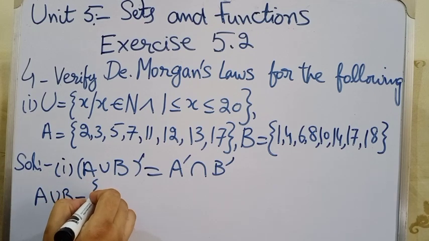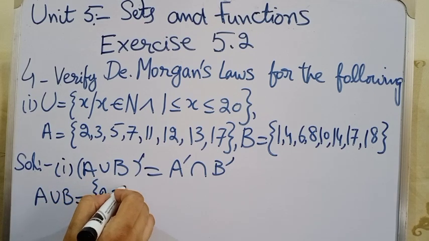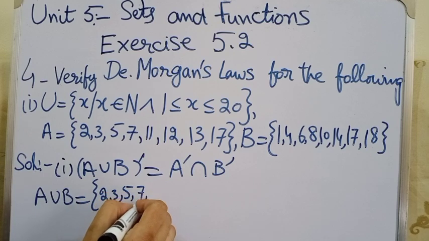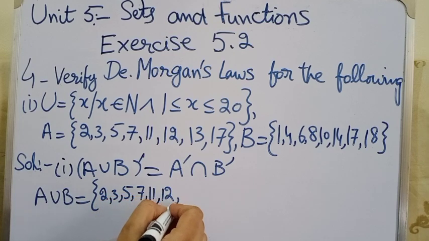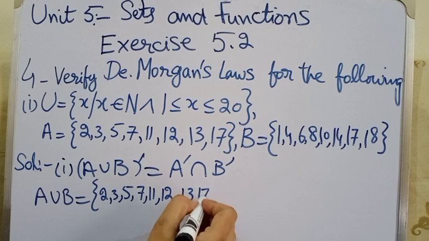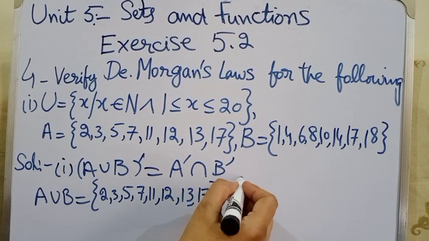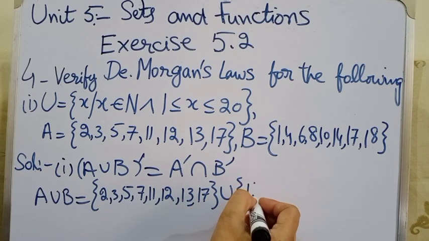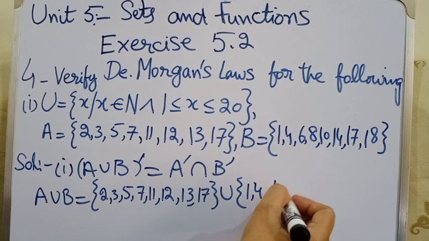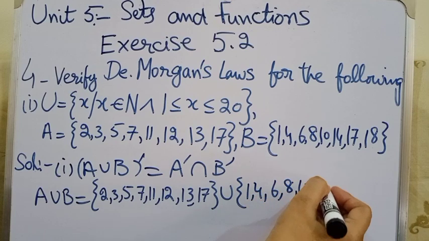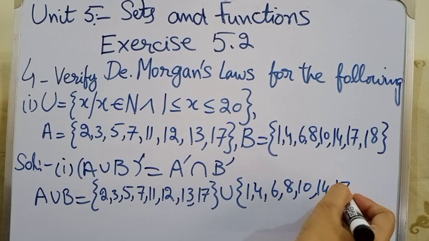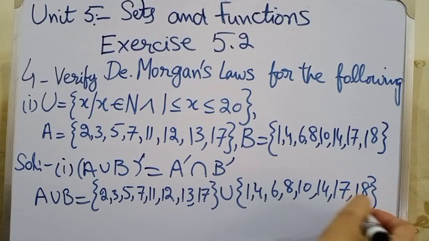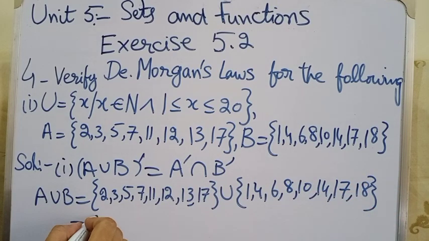Set A has elements 2, 3, 5, 7, 11, 12, 13 and 17, union set B which has elements 1, 4, 6, 8, 10, 14, 17 and 18. And their union set contains all elements, each occurring only once.